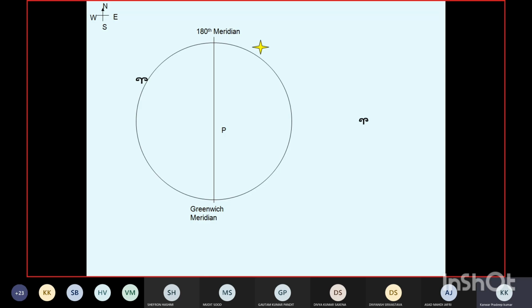Why do you say that it is the equator? Sir, because pole is at the center. Pole is at the center. So let me correct myself. This is the celestial sphere, because on the border there is one star, the first point of Aries. And there is P in the center. This is the celestial North Pole.